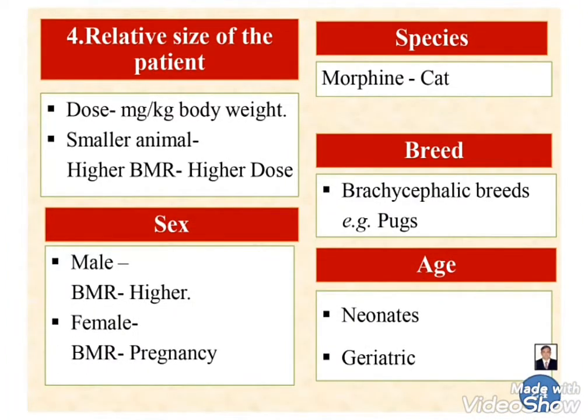Now come to the relative size of the patients. Anesthetic dose should be on the basis of milligram per kg body weight. The calculation of the anesthetic, meaning the loading of anesthesia, totally depends upon the body weight. So you need the proper weight of the animals, no underweight, no overweight.